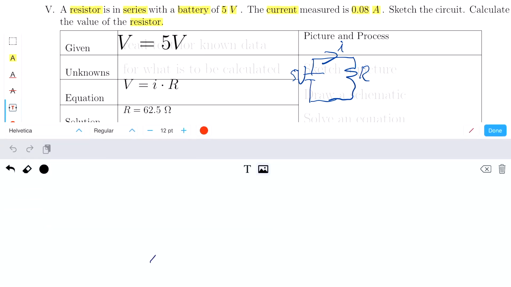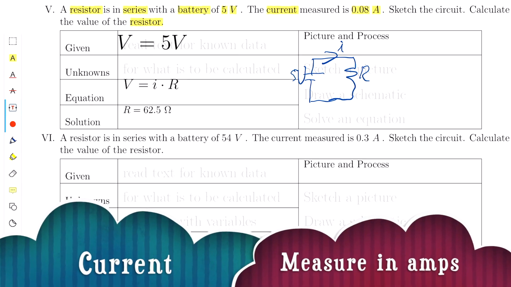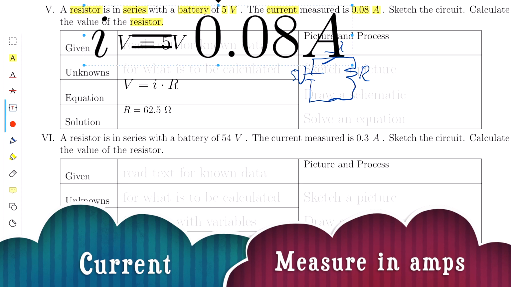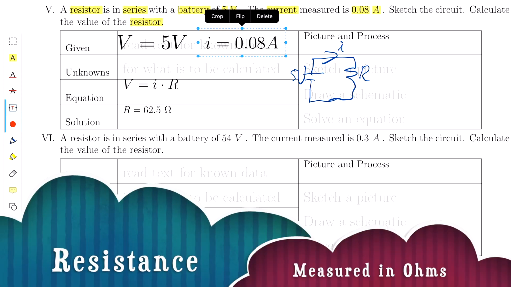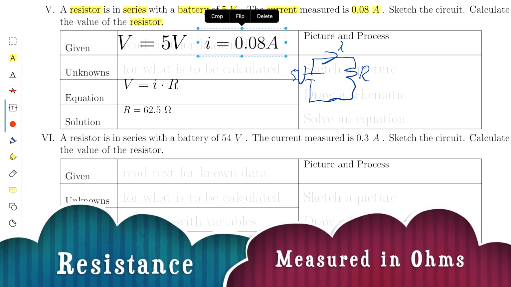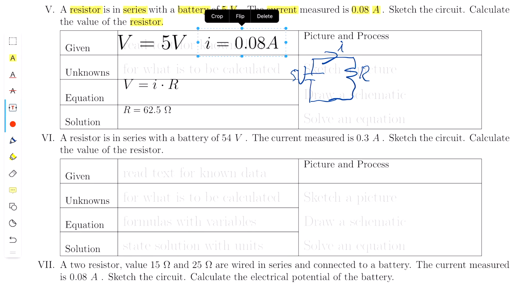We know that we have a current going through, which is 0.08 amps. The unit for current is amps. The units for electric potential is volts. And the units for resistance is ohms. Ohms is given by an omega. Okay? So that is called an omega. And we're going to calculate the resistance.